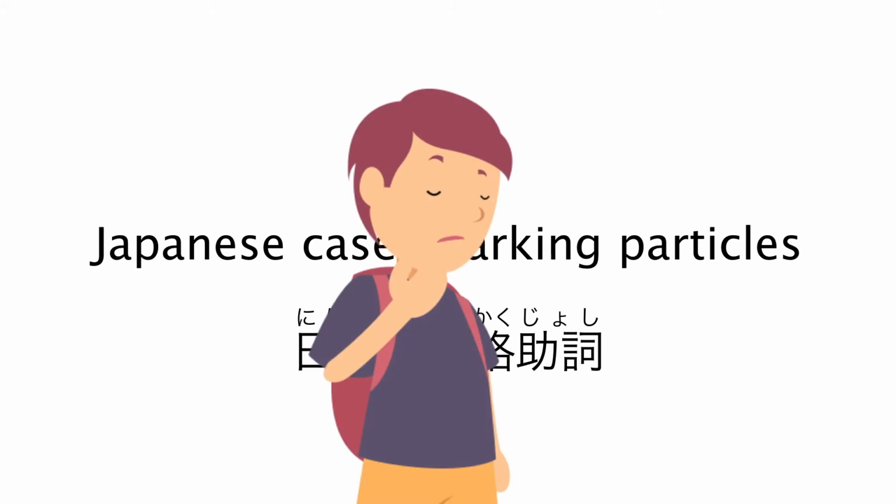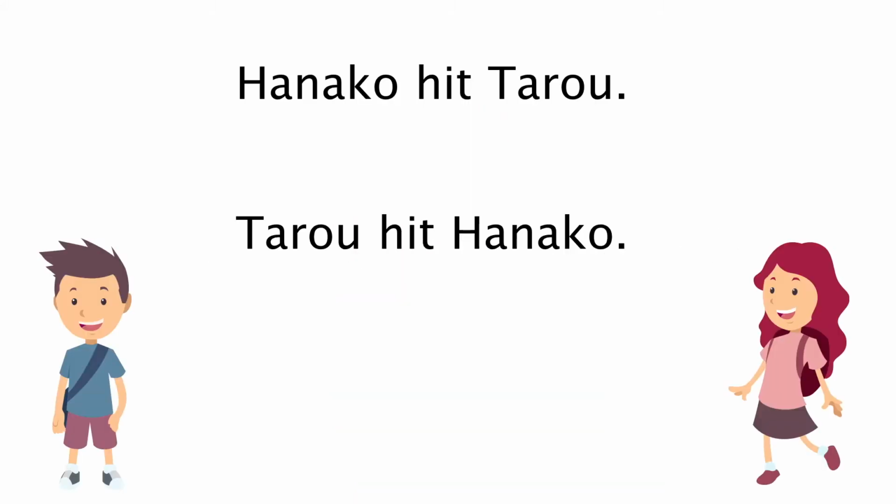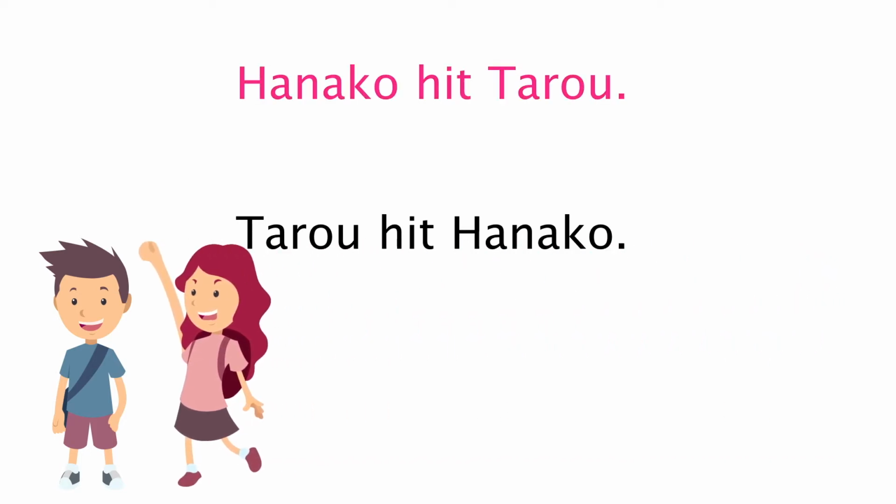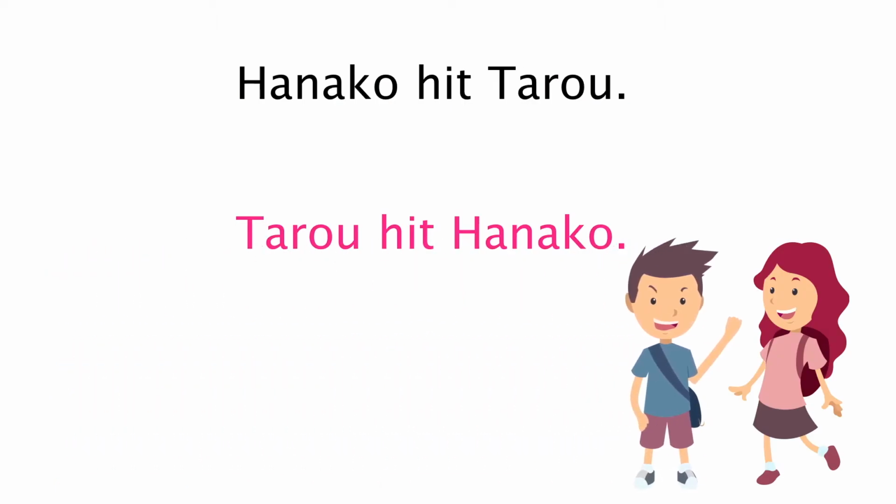In order to explain their functions, first let us look at some example sentences in English. The first sentence reads, Hanako hit Taro. Hanako is the one who hit Taro. And the second sentence reads, Taro hit Hanako. Here it's Taro who hit Hanako. So by flipping the order of the words Hanako and Taro, you change the whole meaning of the sentence.